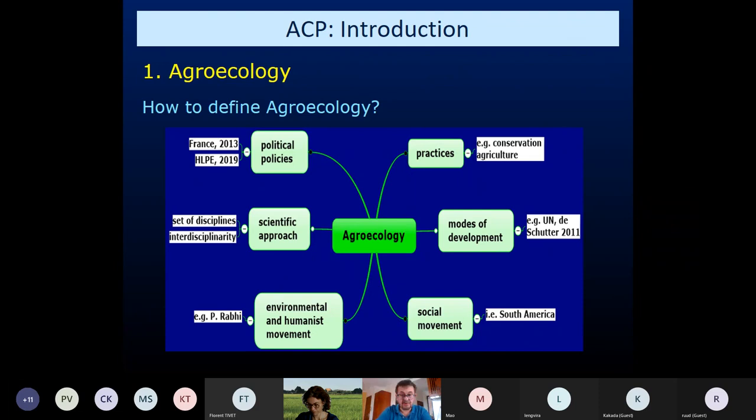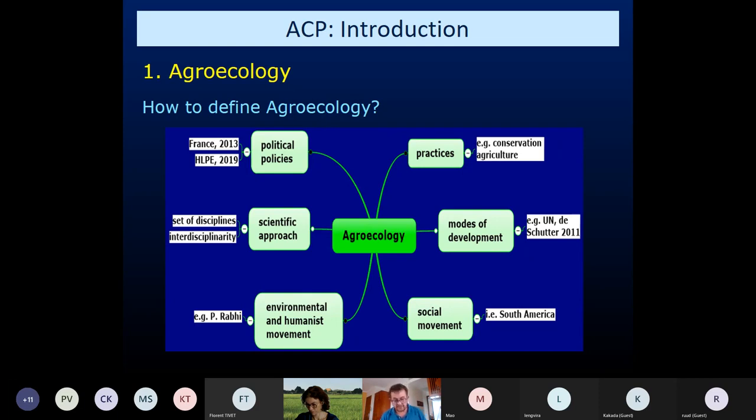For example, in France, you have a person, Pierre Rabhi, who is an agroecologist, and he considers first, not only, but first, agroecology as a philosophy, as a way of life, as a humanist movement. Of course, agroecology can be considered as a set of disciplines or a scientific approach. And more and more, agroecology is considered as a set of policies.